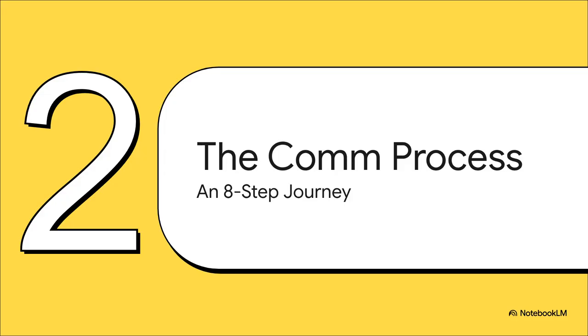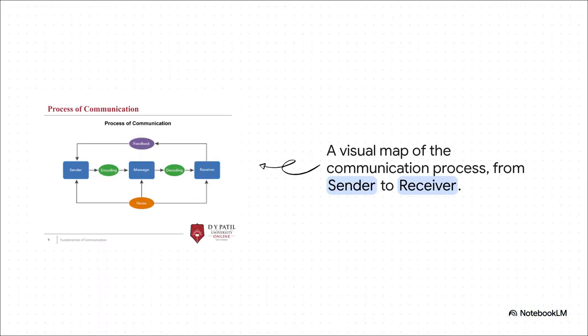Next up, let's get into the communication process. This is a very, very common topic on exams, so you'll want to pay close attention to the exact sequence of these steps. The order is crucial. This diagram gives us a really nice overview of the whole thing. You can see the path from the sender to the receiver, but also notice that loop coming back. That's the feedback. And see that element called noise? That can disrupt the flow at any point. We're about to break down each of these parts right now.